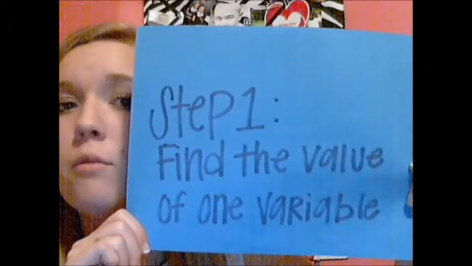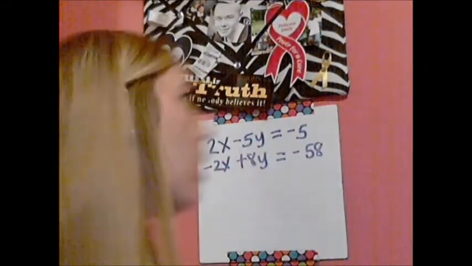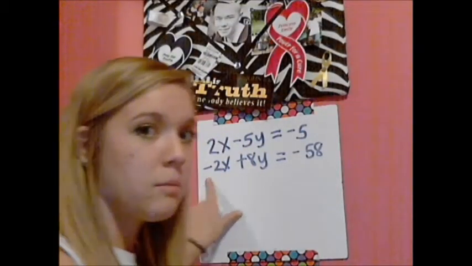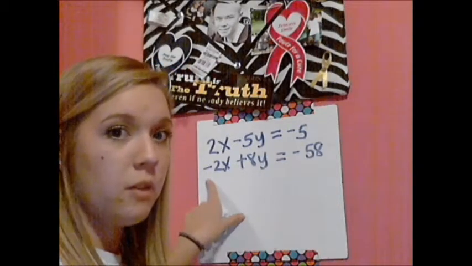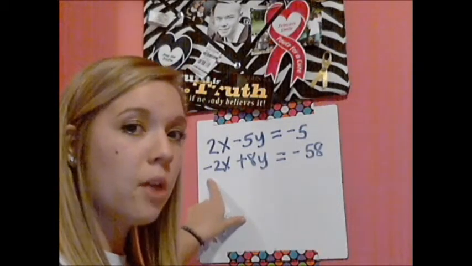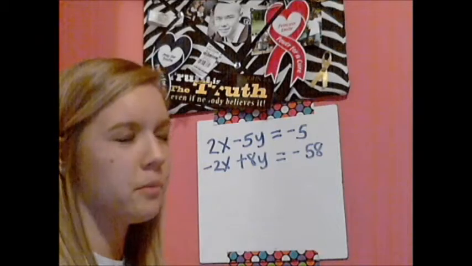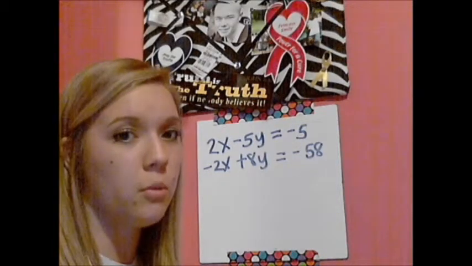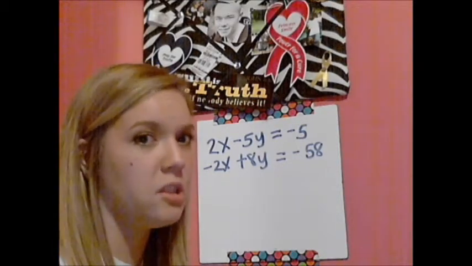I'm Erin and I'm going to teach you how to solve systems of equations by using elimination. In solving systems of equations by using elimination, your first step is to find the value of one variable. Our problem is 2x minus 5y equals negative 5 and negative 2x plus 8y equals negative 58. To find the value of one variable, you simply add the two equations together.